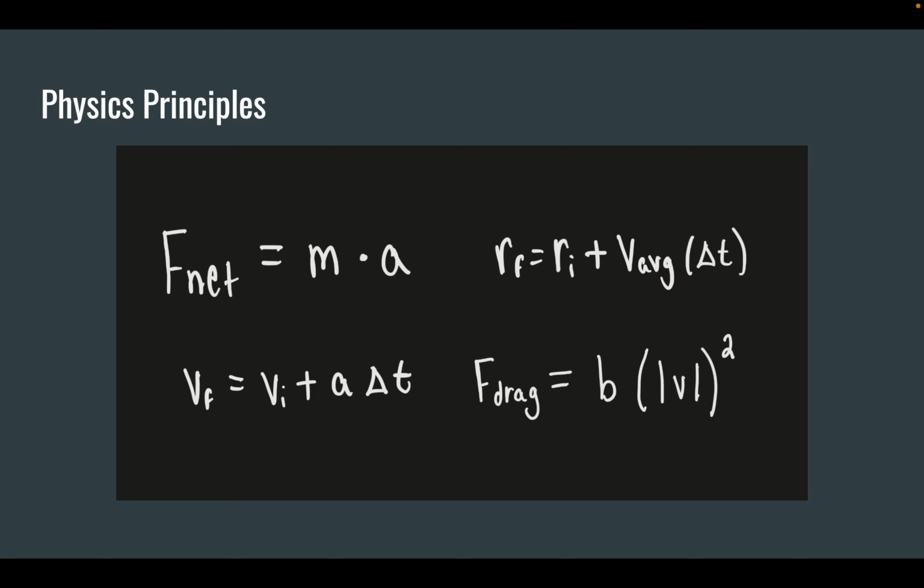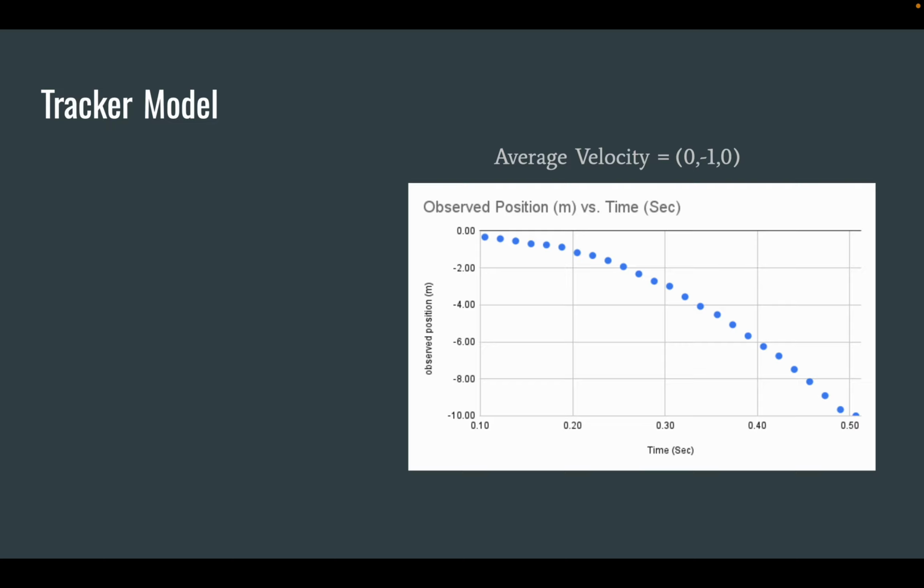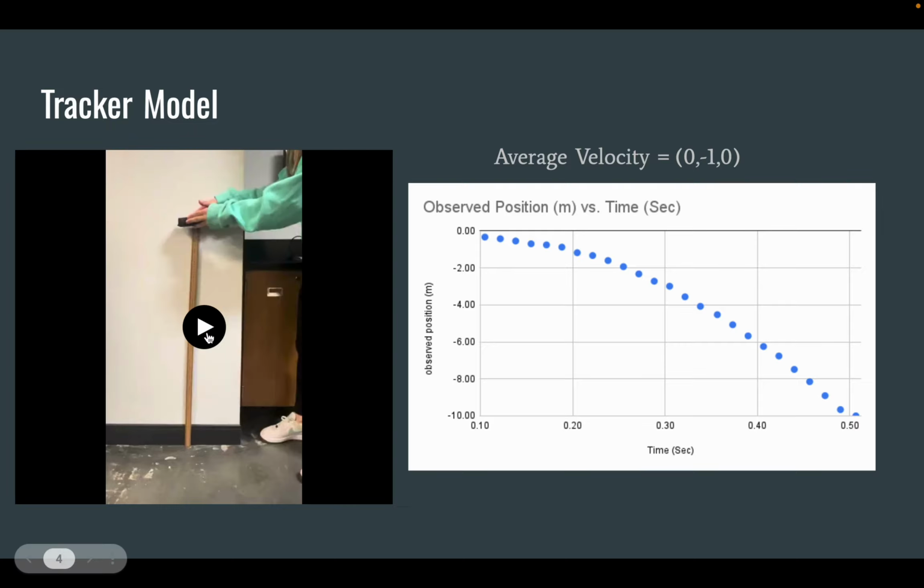So the four main physics principles that we will be observing in this experiment are Newton's second law, which is F net is equal to mass times acceleration; the velocity update formula, which is final velocity is equal to initial velocity plus acceleration times change in time; the position update formula, which is position is equal to initial position plus v average times delta t; and F drag, which is the drag constant times the magnitude of the velocity squared.